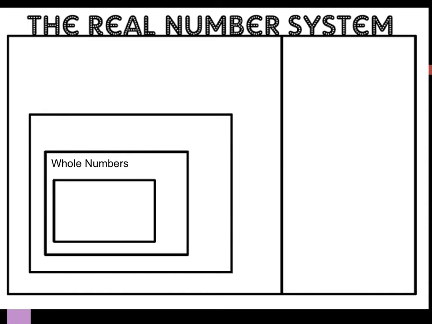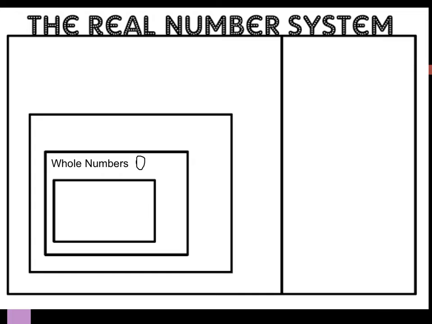The next box says whole numbers. Whole numbers include all of the natural numbers. They include 1, 2, 3, 4, 5, 6, all the way on to infinity. But they have an extra number in their set, and that number is 0. Whole numbers include all of the natural numbers and 0.